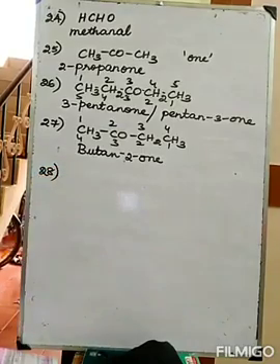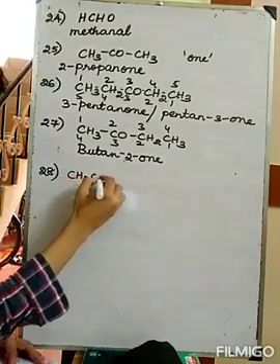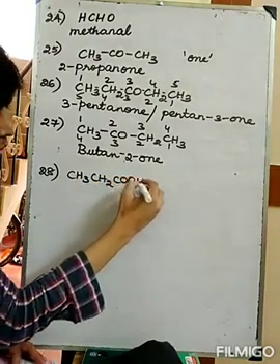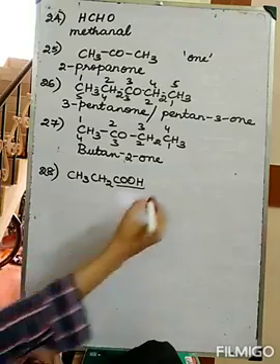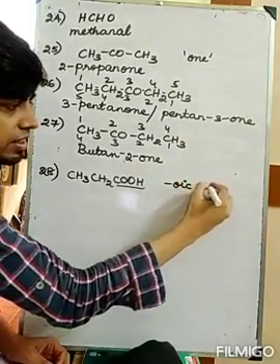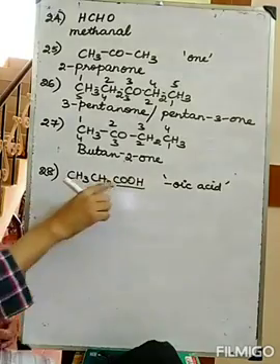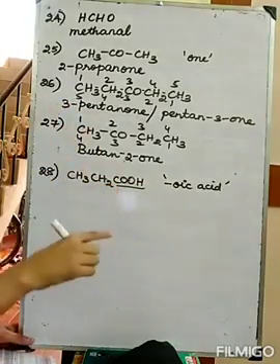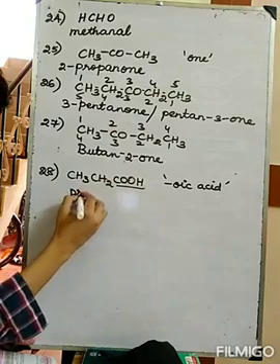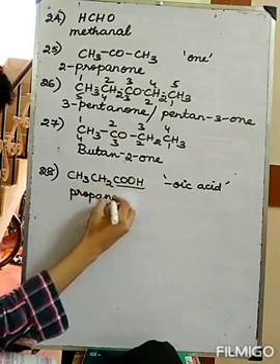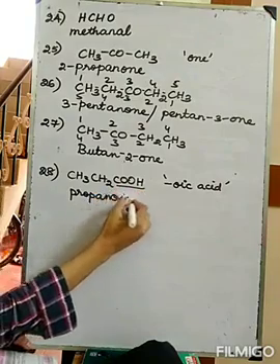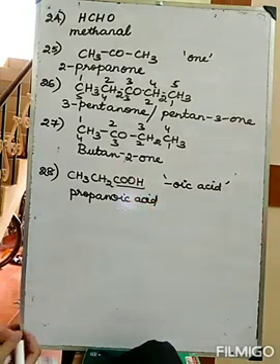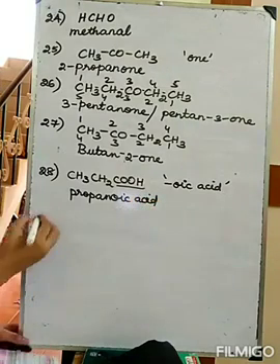The next one, CH3CH2COOH. Now what functional group is present here? COOH. What functional group? Carboxylic acid. Very good. So carboxylic acid means the suffix is oic acid. Now with carboxylic acid, the carbon also you should count. So 1, 2, 3. 3 means pro. Single bond means ane. But since carboxylic acid is present, instead of the E you should write oic acid. So it is propanoic acid. Understood?